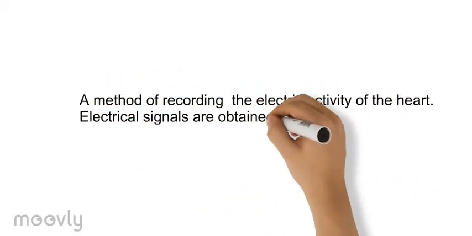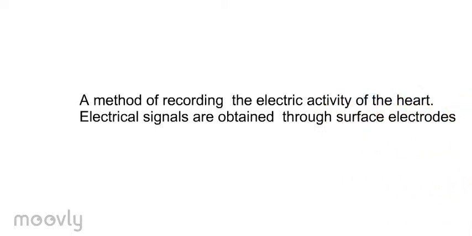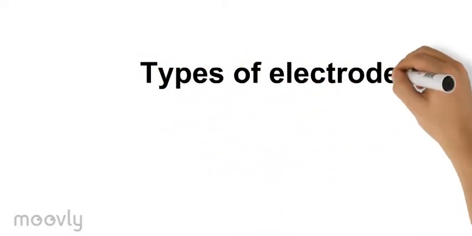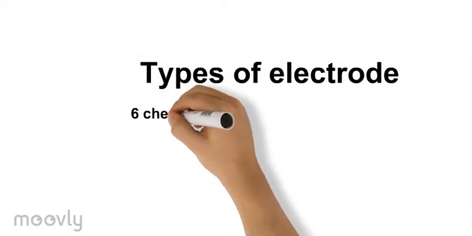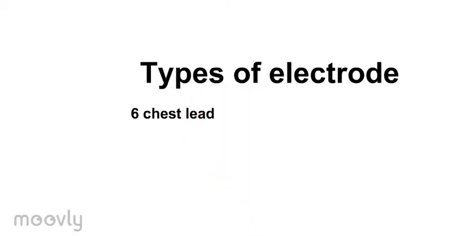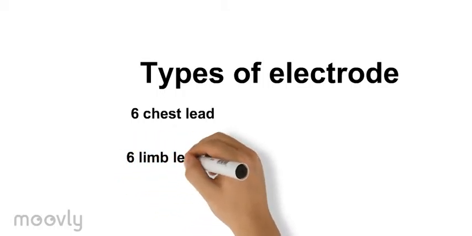As most of us already know, electrocardiography is a method we use to record the electrical activity of the heart. How this is done is surface electrodes are put on the chest or the limb, and from those electrodes, electrical signals are gotten. So how are these electrical signals gotten? They're gotten from 12 leads, 6 of which are chest leads and the other 6 are limb leads.